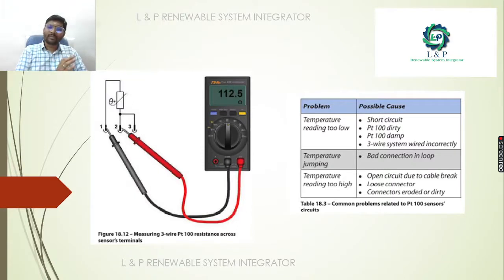So what are the common problems related to the PT100 sensor? Mostly, if the temperature reading is too low, these are the possible causes. One is that it might be a short circuit, or the sensor might be too dirty or too damp. Or sometimes if the wiring is wrong, it will show the temperature reading too low. If the temperature is jumping from one range to another immediately, swapping, it means there is a bad connection in the loop. If the temperature reading is very high, it means that some open circuit has happened. It means some cable break has happened. There is a loose connection. Sometimes the connectors might be eroded or dirty.